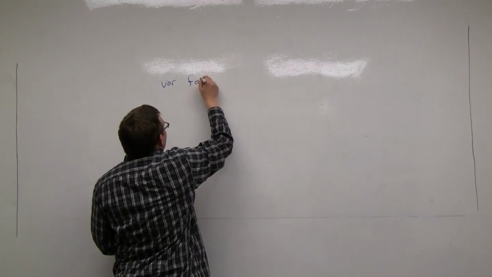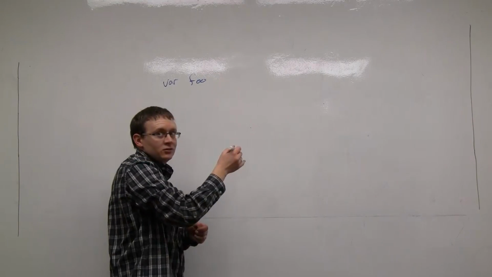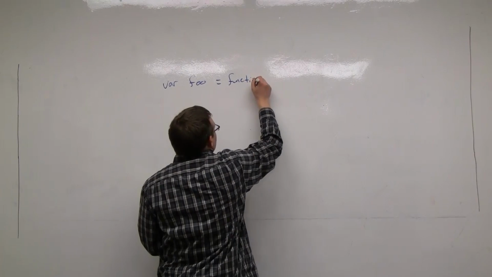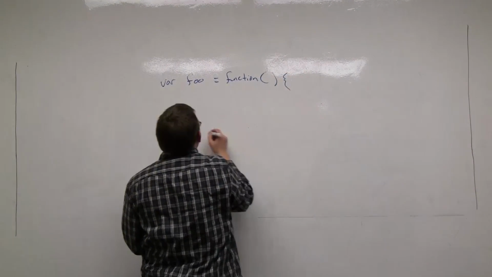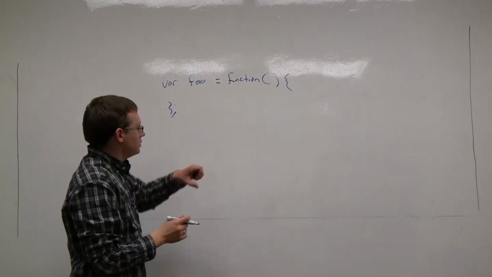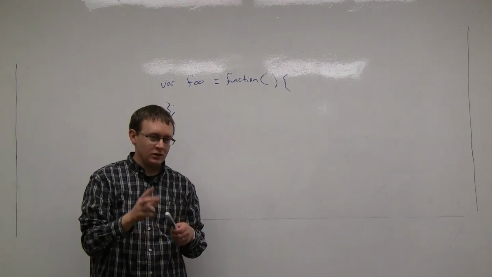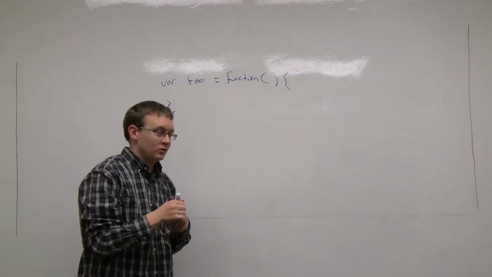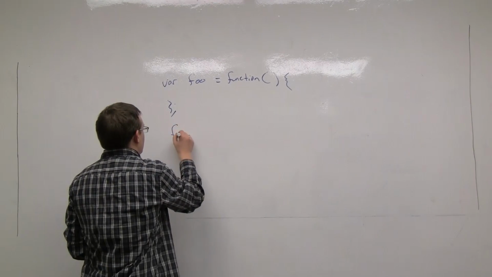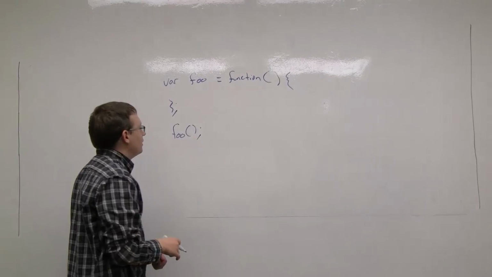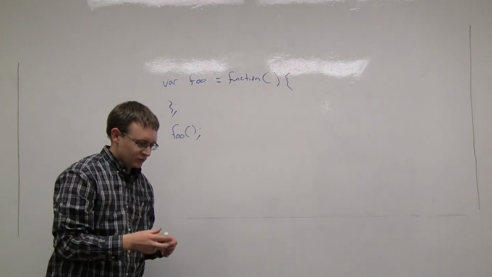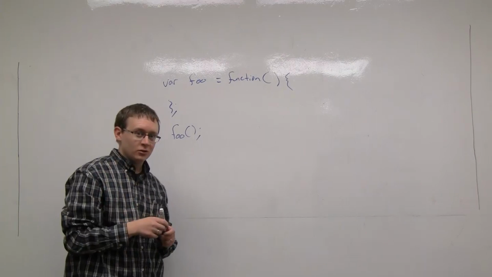Var foo. Sorry, I used foo. Equals function. Okay, now we have a function named foo. There are actually 3 ways that we can invoke this function. The first one is to say foo. That will invoke whatever's in here. JavaScript provides you 2 other ways.